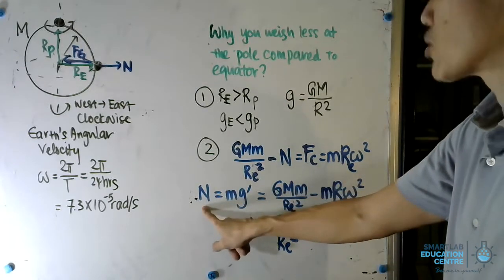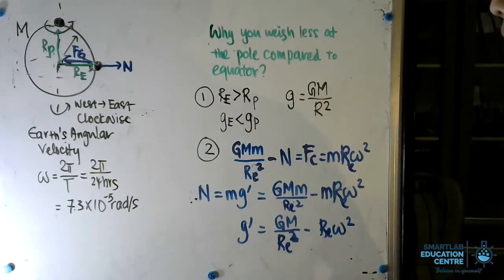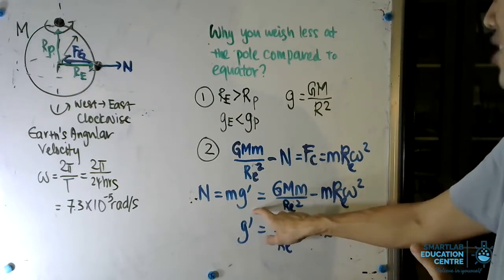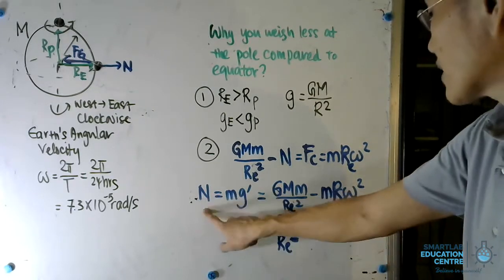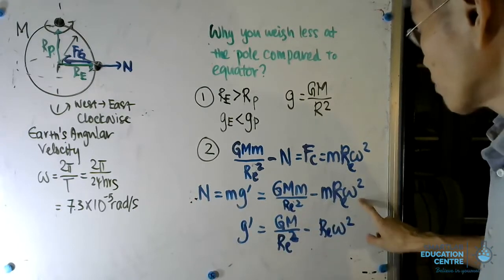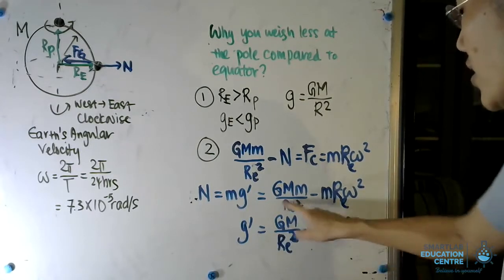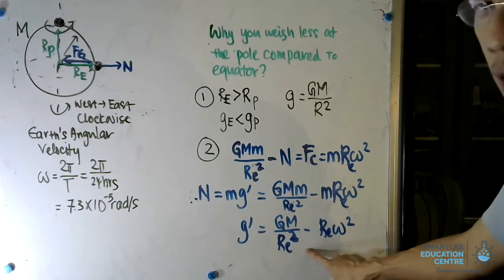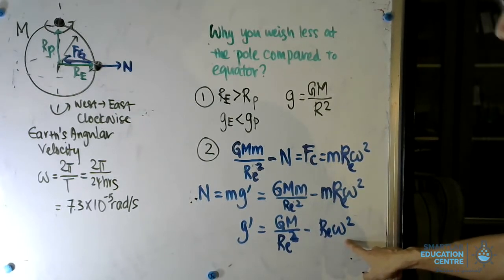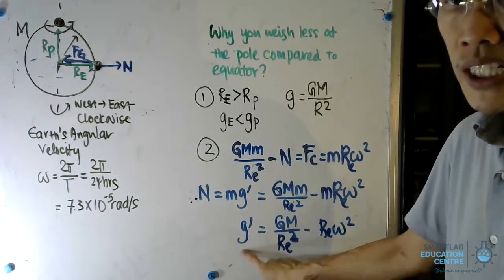Making N the subject, N is the force that acts on you, and that will allow you to find out the acceleration due to gravity that you experience. So making N the subject, you'll get GMm over Re squared minus this. From there, we are able to derive the final expression, whereby you can see that this was originally the acceleration due to gravity at the equator, but you now have to subtract away the centripetal acceleration. Hence, that's the reason why the acceleration due to gravity at the equator is lower.